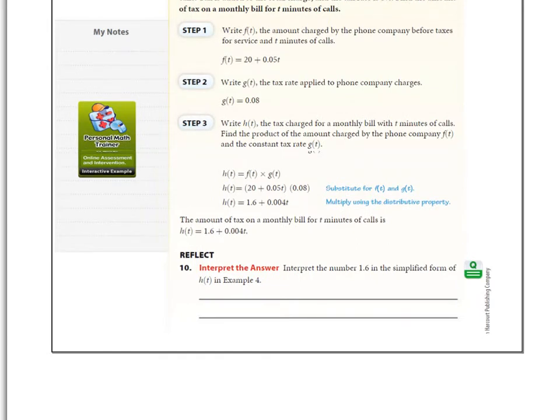And again, that's just your amount of tax. That's not your total bill, that's just the amount of tax that you're paying. So in number 10, they want you to interpret the number 1.6, what that number refers to. So take a moment, figure out in your groups what that number does happen to refer to.